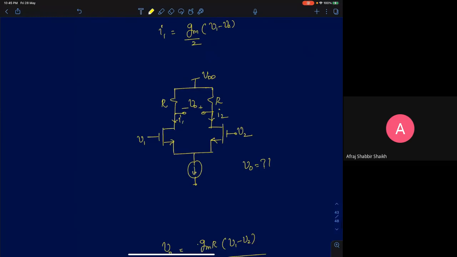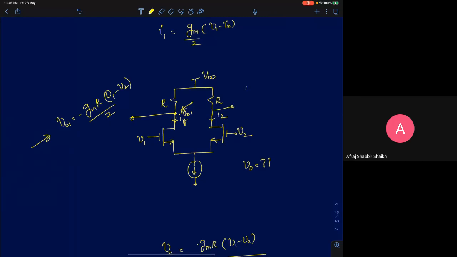Now all I need to do, if I want to generate a voltage which is the difference between the two voltages, is just take these currents I1 and I2 and push them into a resistor. So if I measure the voltage at this point, let's focus only on the small signal voltage. Can I say the small signal voltage at this point, let me call this VO1, will be minus of GMR into (V1 minus V2)/2. The small signal current times R.